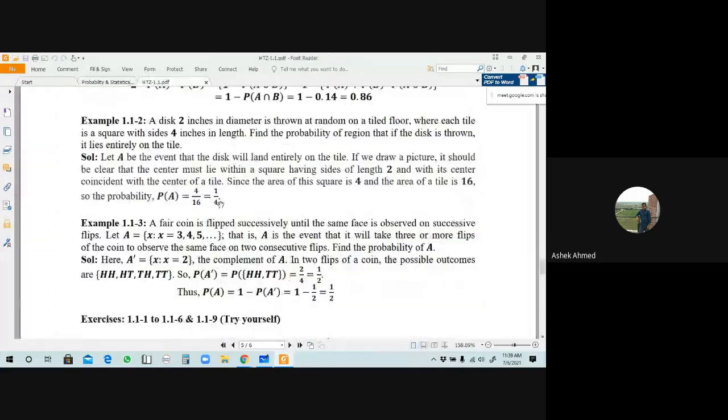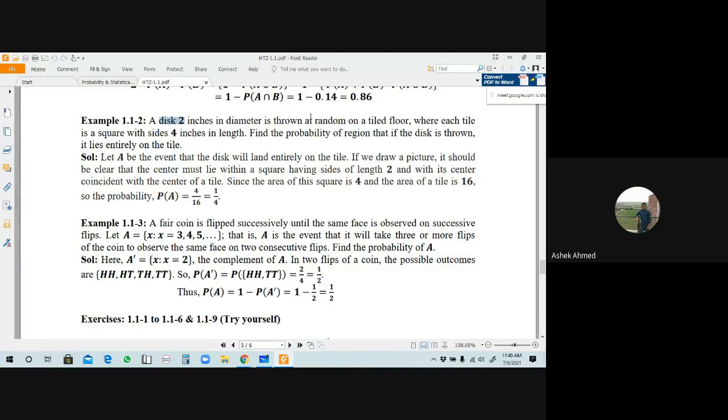In this problem, a disc 2 inches in diameter. What is diameter? The radius is double. Okay, so from here we can say that the disc will be which type of shape? A circular shape. Is it right?